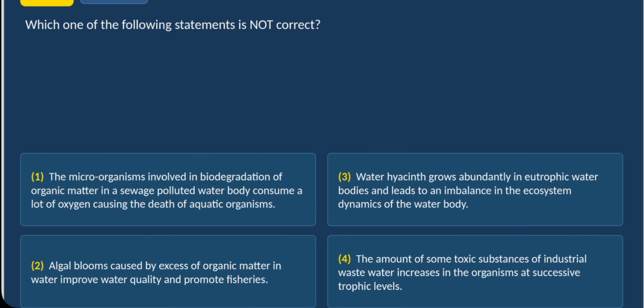The amount of some toxic substance of industrial wastewater increases in the organism at successive trophic levels. That is biomagnification they are talking about. Second one, it is going to spoil the water. It does not improve the water quality. It rather spoils the water quality and affects the fisheries. So the incorrect statement is the second one.